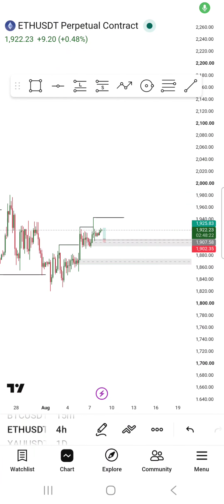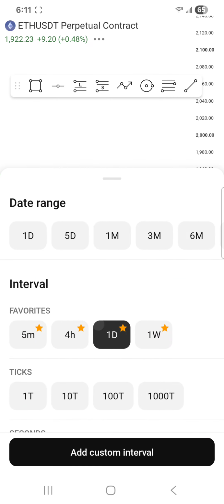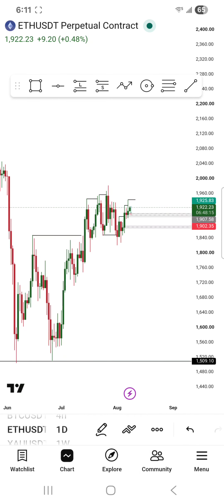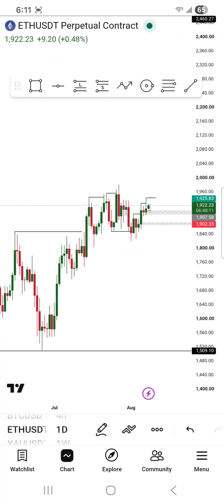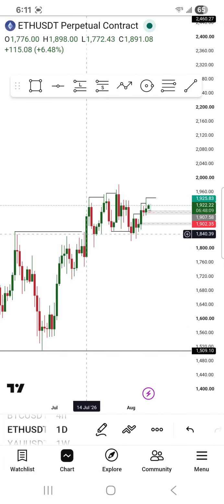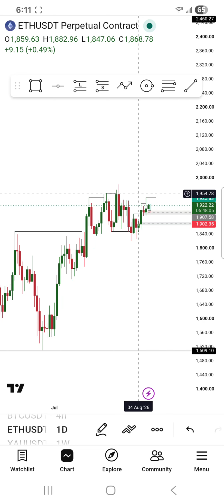This is how I took this Ethereum trade. You can see first of all here on the daily time frame, I was looking at my bias and I find out that we are bullish on the daily time frame. You can see a series of break of structure. This is a break of structure to the upside. This one is another one. This one is another one.